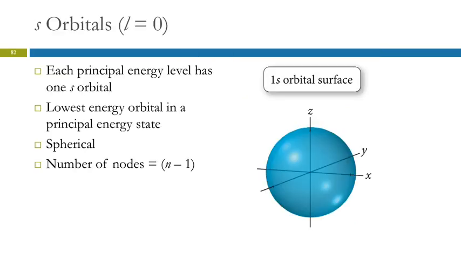So s orbitals, that's L equals 0. Each principal energy level only has one s orbital, because if L equals 0, there aren't any more possibilities for m sub L. M sub L has to be 0 as well.